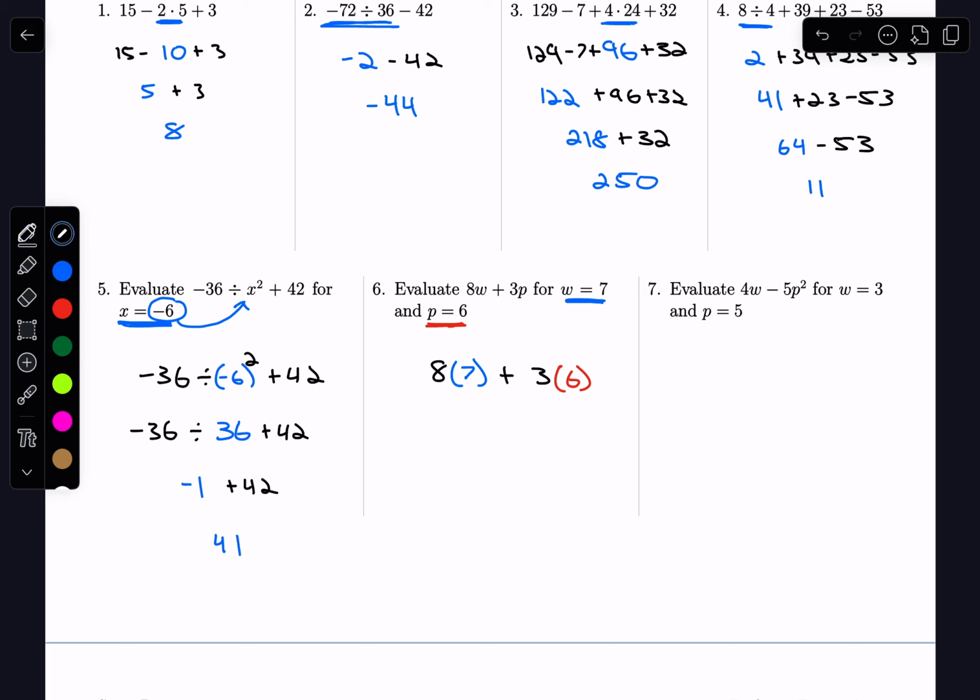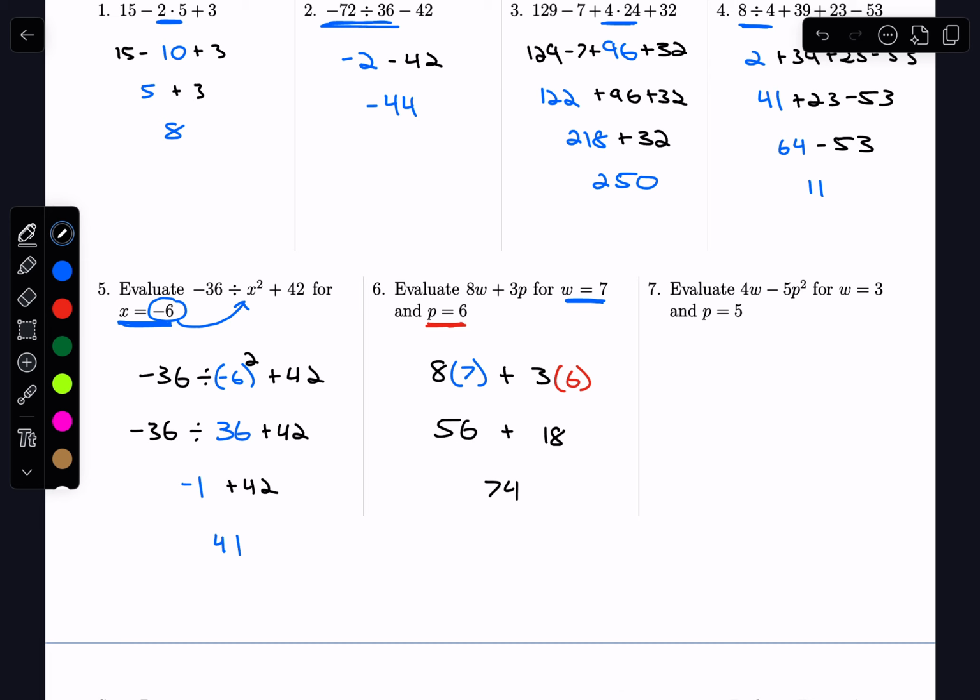So we're going to multiply 8 times 7, which is 56. And on the other side, we're going to multiply 3 times 6, which is 18. And we're just going to keep that addition symbol in the middle. Now, all we have to do is add those together, which gives us 74.